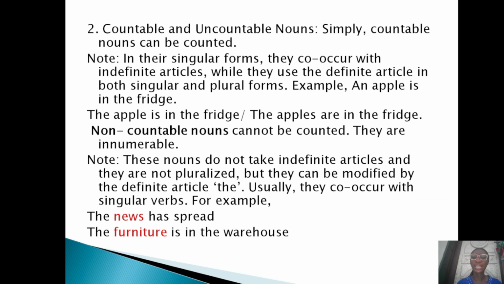For non-countable nouns, it's important to know that they can be measured. We can use some units of measurement, like a piece of information. But non-countable nouns do not take indefinite articles, and we cannot use them in plural forms. So we can't have furnitures, we can't have informations, because they are non-countable nouns and they do not take plural forms. They also do not take indefinite articles.